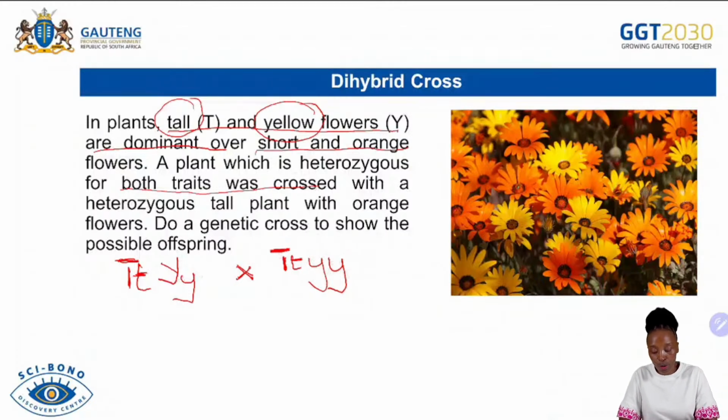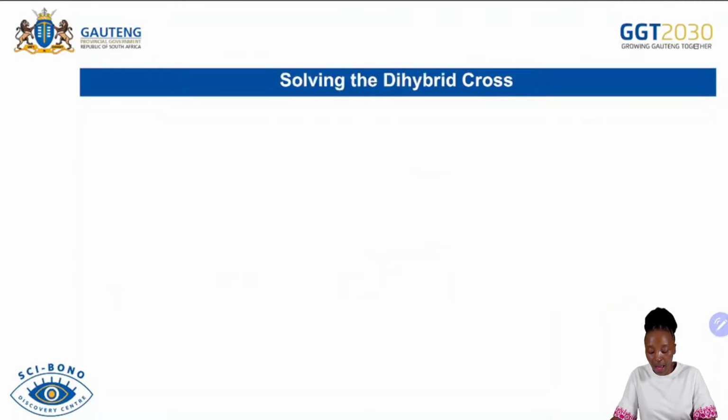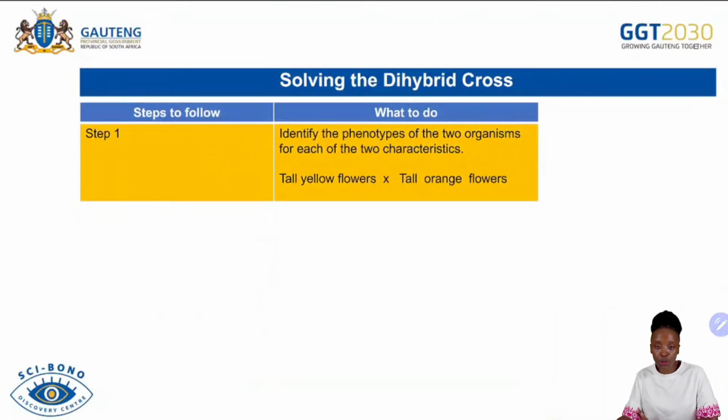So this is the cross that we are going to be looking into. So we are going to do a genetic cross to show the possible offsprings of these parents. So parent number 1 is heterozygous for both traits. So tall and with yellow flowers crossed with tall and orange flowers. So let's look at the genetic cross. So what do we do? Step number 1, you identify the phenotypes of the two organisms for which the two characteristics that will be crossed. So we've already identified that. We said we are looking at the tall yellow flowers with the plant with tall and orange flowers.